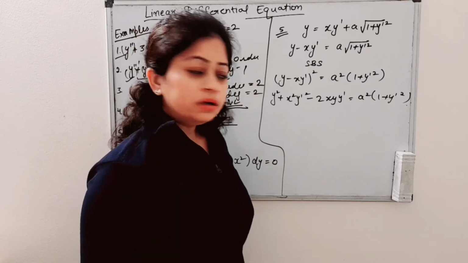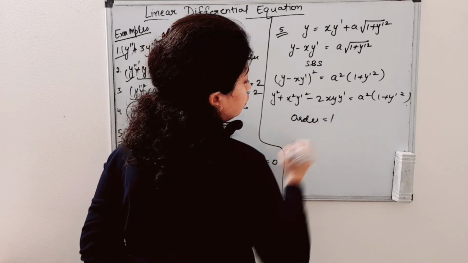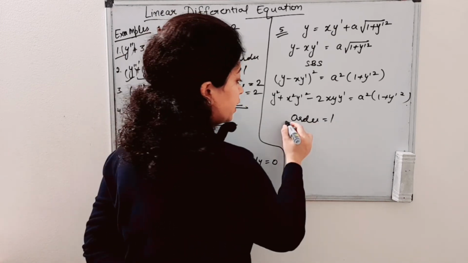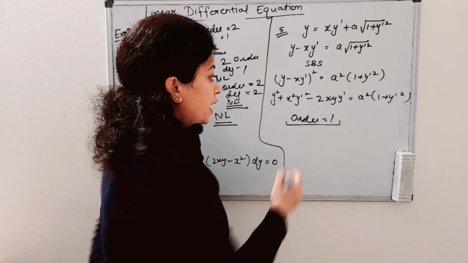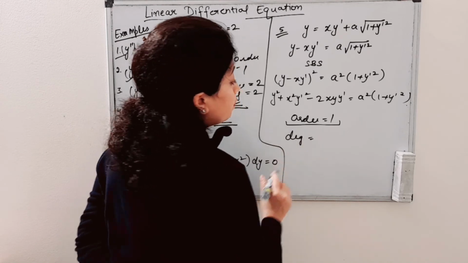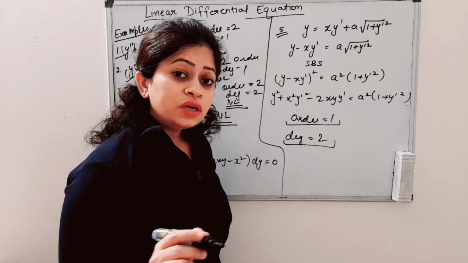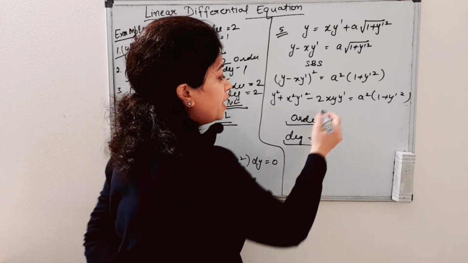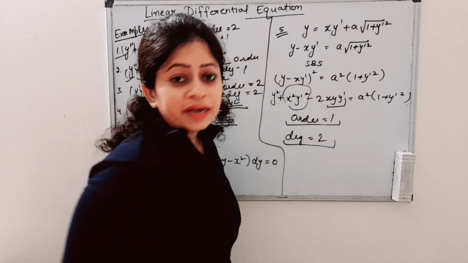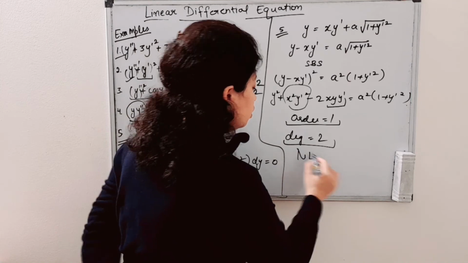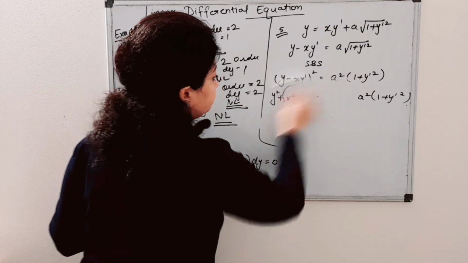Now tell me the order. Highest derivative is y dash only, so order is 1. And what is the degree? Power of highest derivative is 2, so degree is 2. But is this equation linear? No, because it has powers of derivative, and it has a product term of function and its derivative, so this equation is non-linear.